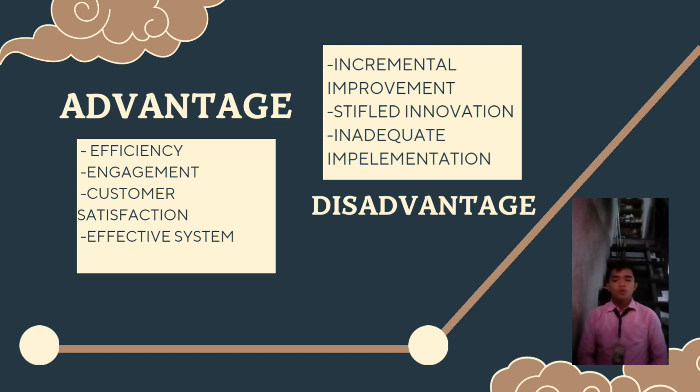And the last is effective systems. When continuous improvement is part of a quality management effort, your business will put systems in place to continually evaluate and upgrade its operations. These systems will give your company the tools it needs to build quality into its DNA as an intrinsic aspect of its identity. And the next one is disadvantages.